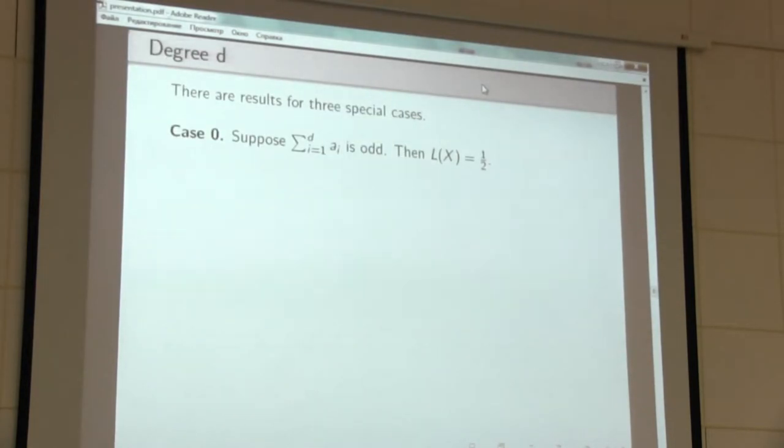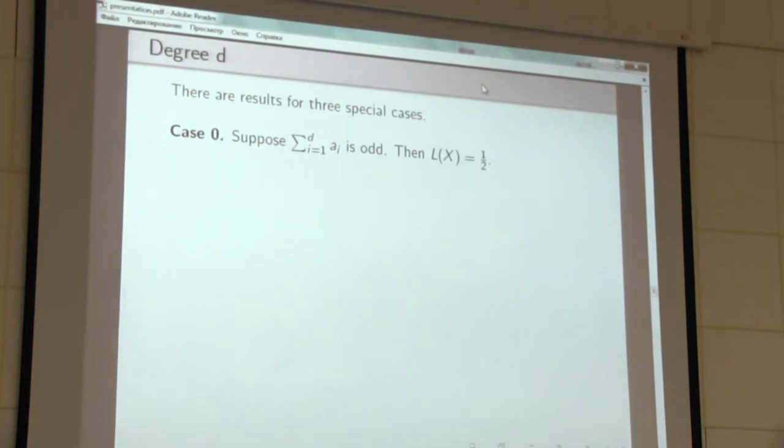So I just talked briefly about how to calculate explicitly the values of L of x, and here is the list of some results. I will start with the first. These here are results only for the three special cases.